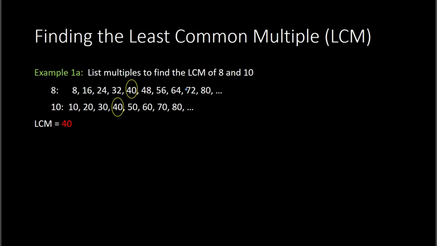Now we don't want to have to list the multiples every time to find the least common multiple. It would work, but it could be tedious to do that. So our objective now is to have a method in which we can calculate the least common multiple. So using the same numbers, 8 and 10, I want to figure out how to calculate this. So what I want to do is break apart 8 and 10 as a product of prime numbers. So I find the prime factorization of both of those.